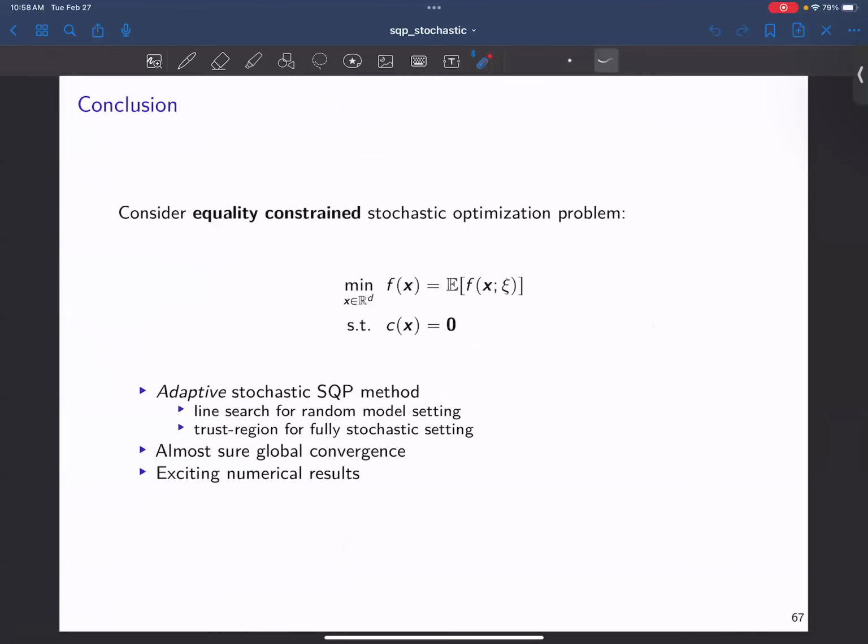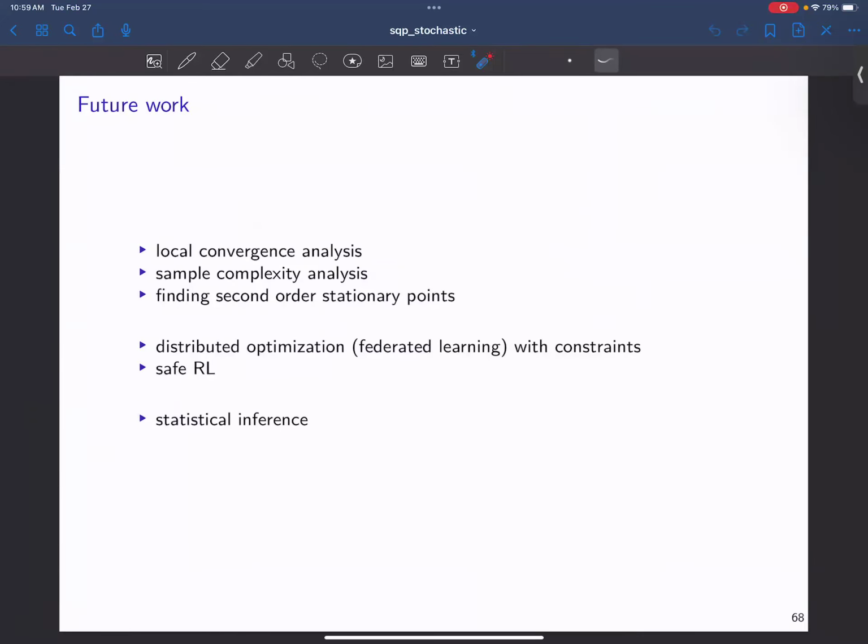Okay, so in conclusion, what I've told you about today is a class of algorithms for solving stochastic problems with equality constraints. I only had time to tell you about the design of a line search method in a random model setting, meaning a setting where you can collect a batch of samples to approximate the function. I did not have time to tell you about the trust region method in detail. For both of these methods, we were able to prove almost sure global convergence, and we have some preliminary numerical results that illustrate the effectiveness of these methods. But I think applying these methods to interesting problems like physics-informed machine learning systems would be of interest, and that's something that we are pursuing at the moment.